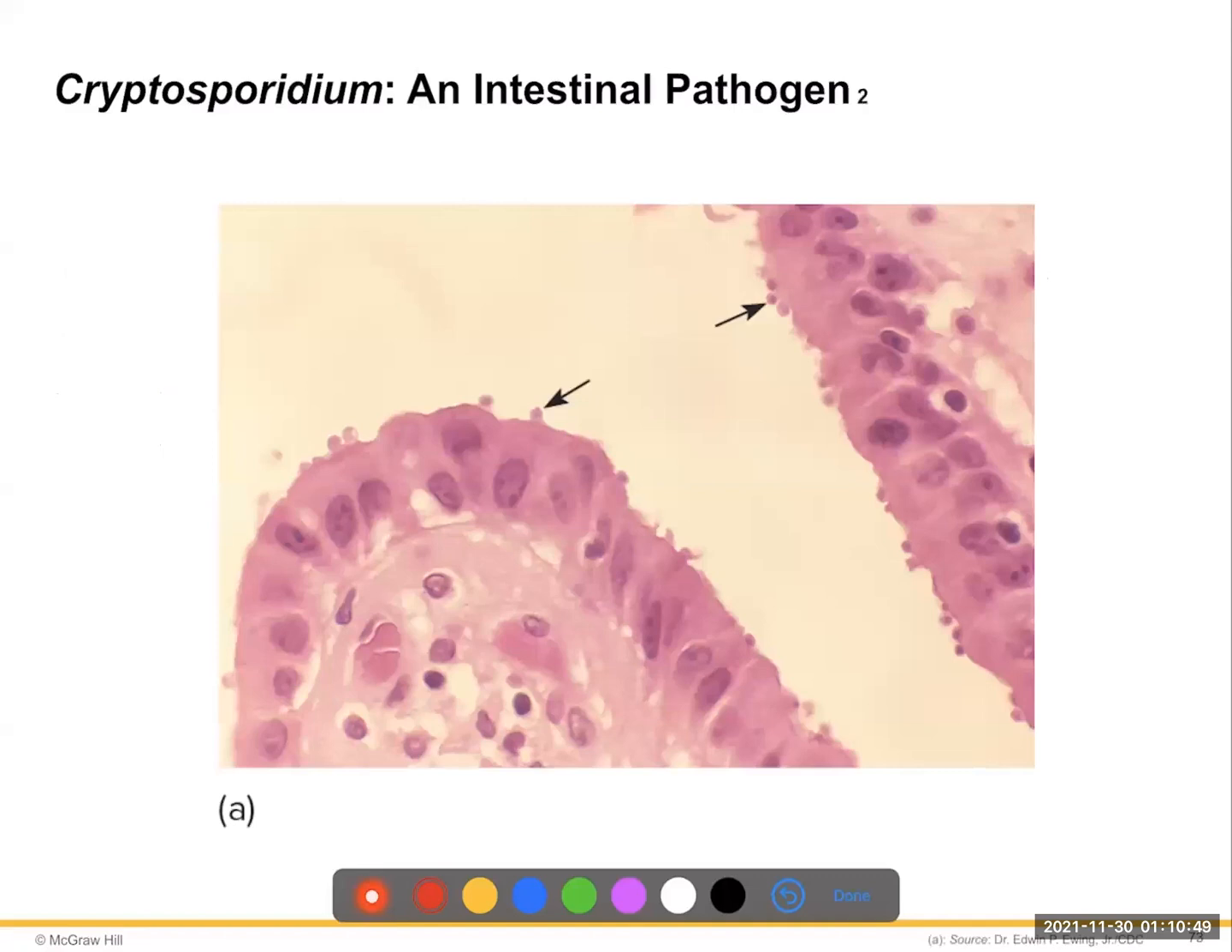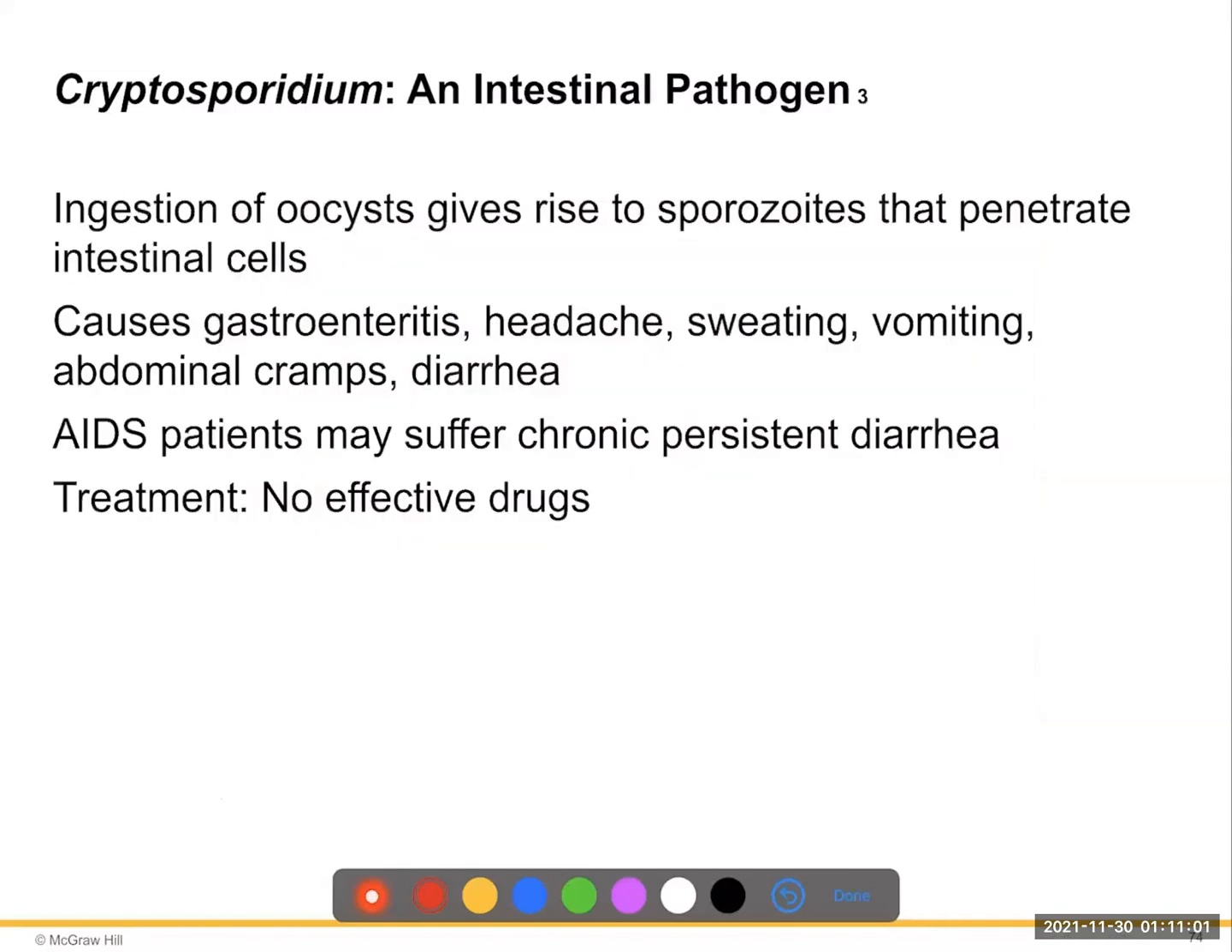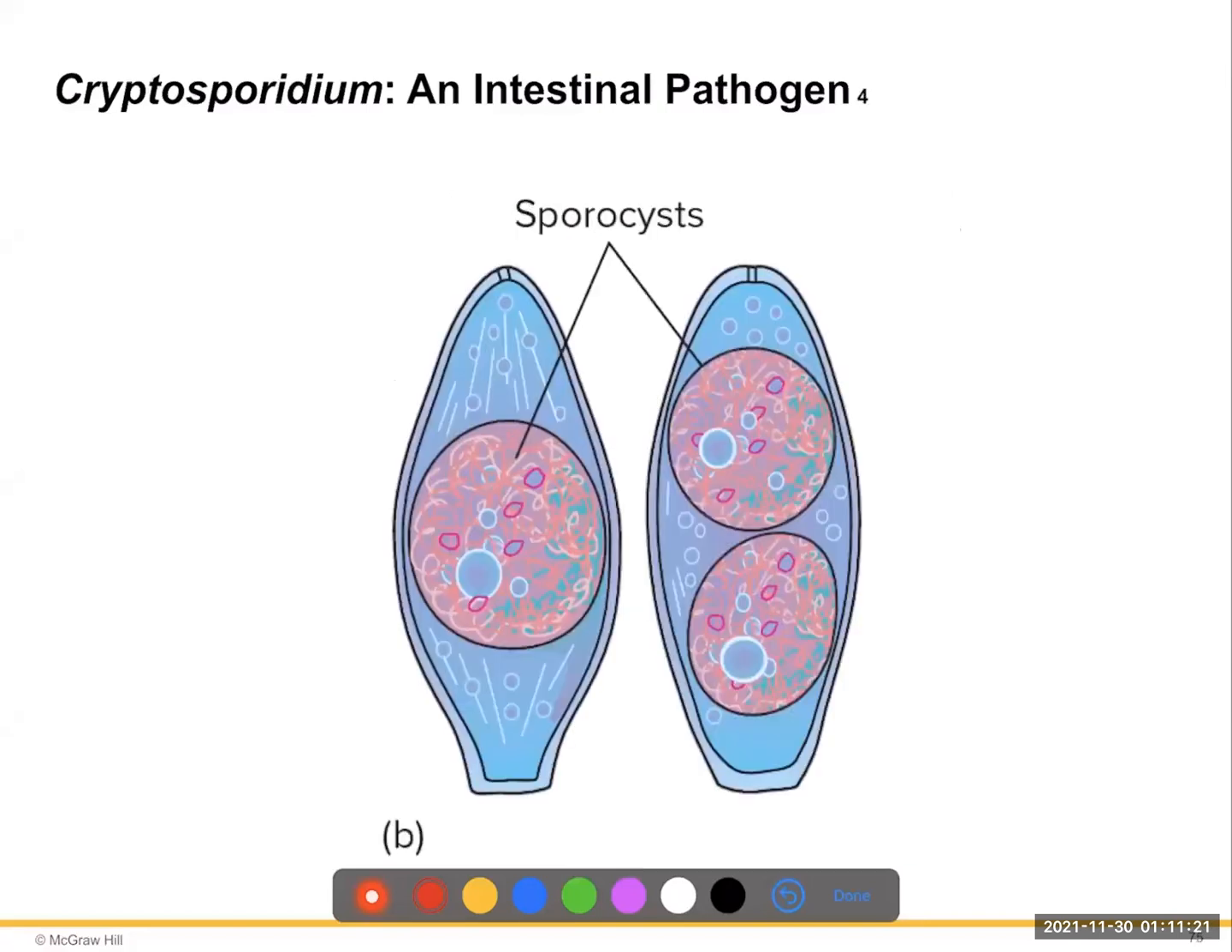Okay. These are the spores you see on the outside of the epithelium here, and they can transmit into the intestinal epithelium, causing disruption in your intestinal tract. So ingestion of oocysts gives rise to sporozoites that penetrate intestinal cells, causing gastroenteritis, headaches, sweating, vomiting, abdominal cramps, and diarrhea. AIDS patients may suffer chronic persistent diarrhea because of this, and there are no effective drugs for treatment of it. This is what they look like here. These are the sporocysts inside the cells. They transmit in through the intestinal cells.